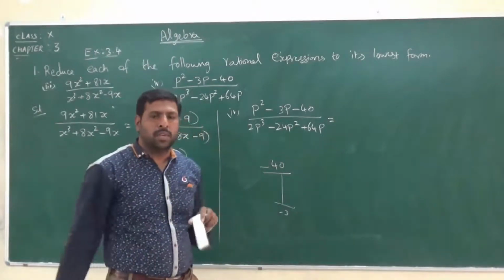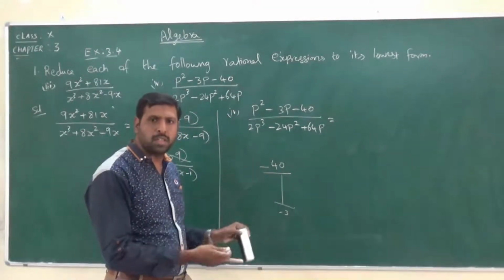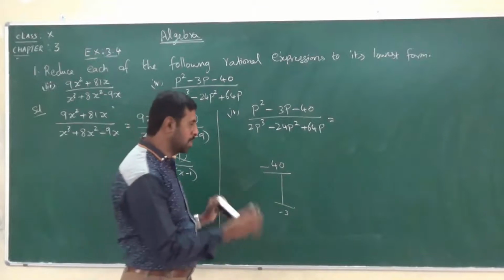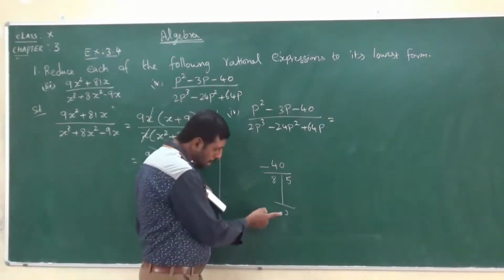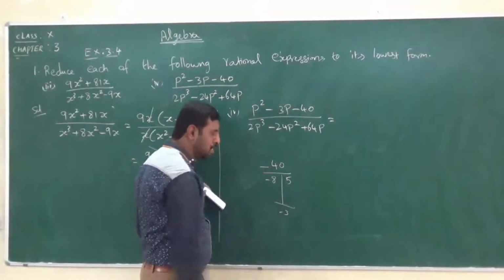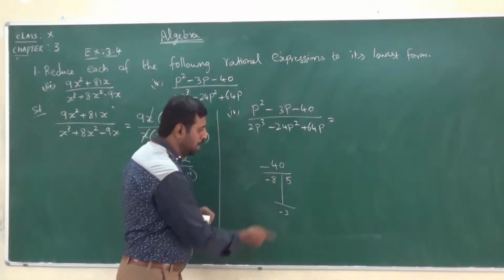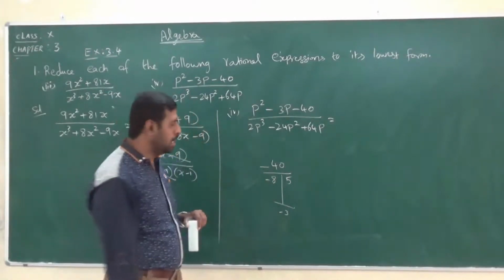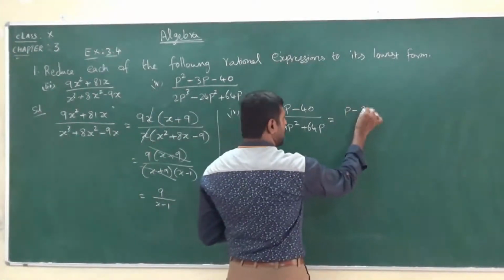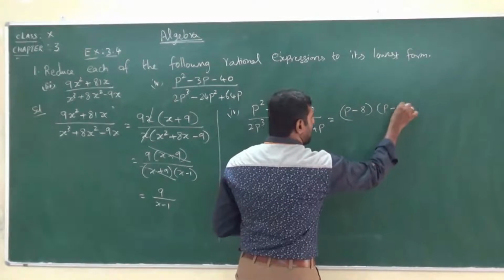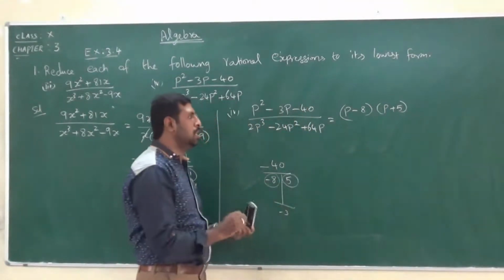The factors of 40: 8 fives are 40, 5 eights are 40, and 10 fours are 40, and so on. These are the factors. Here the suitable factors are 8 and 5. We have the minus symbol, so put the highest value as negative. Minus into plus is minus, 8 fives are 40, and when we add we get minus 3. Then the factors are p minus 8 and p plus 5.